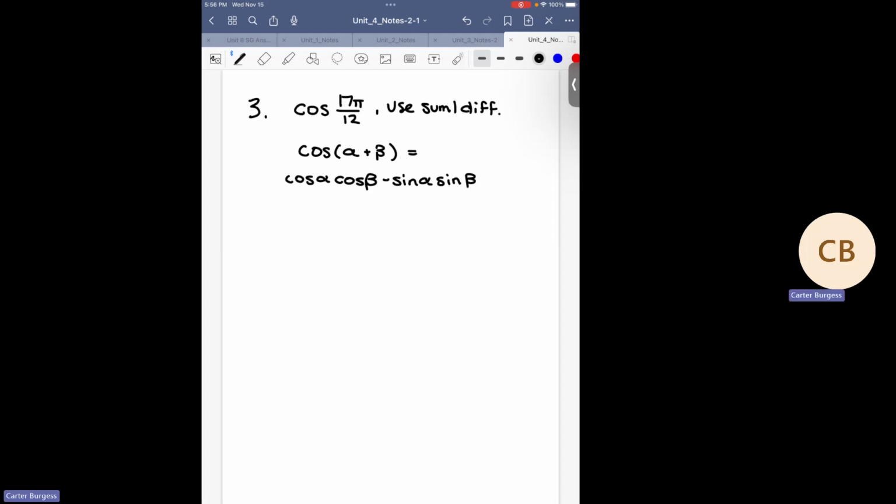So the only thing that we really need to do here is figure out what the alpha and beta need to be such that when the two get added together, they equal 17 pi over 12. And in particular, what would they need to be such that we actually know what cosine and sine of this alpha and beta would be for when we do this kind of conversion.